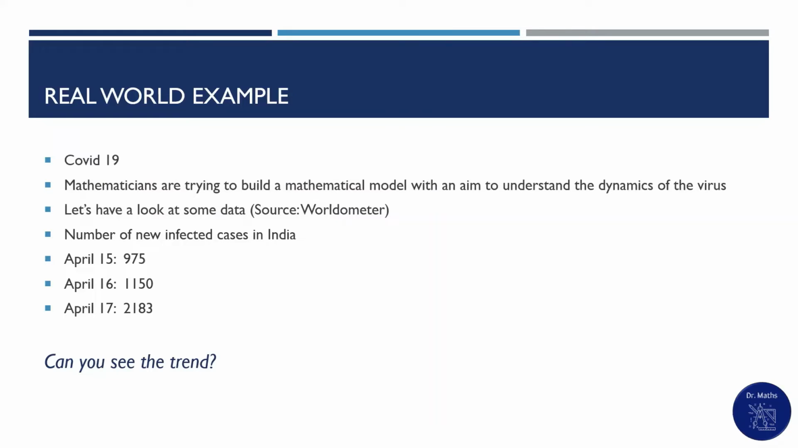If you are a mathematician, or even if you are not, with just a basic understanding of the numbers, you can answer this question: the trend is actually increasing. The 975 goes to 1150 on the next day, and increases further to 2183 on the next day. So the trend is going towards increasing. This is the information we are deducing from this much data, that the number of infected cases is changing. Now, any number can have two types of changes: either it can decrease or it can increase with respect to time. So this data tells us that the number is increasing. Why I am emphasizing this will be clear in a moment.